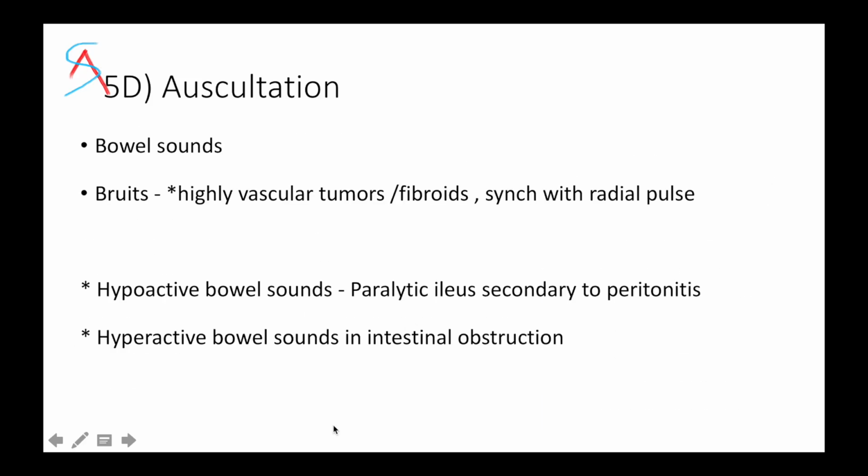Then coming to auscultation, you listen for bowel sounds; a bruit could be heard over a highly vascular tumor or fibroid. A uterine bruit could be heard if the woman is pregnant. Generally, these bruits will sync with the radial pulse. If there is a hypoactive bowel sound or no bowel sound, it could be because of paralytic ileus, which could be secondary to peritonitis.